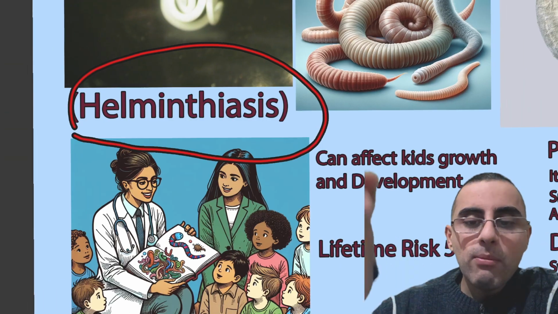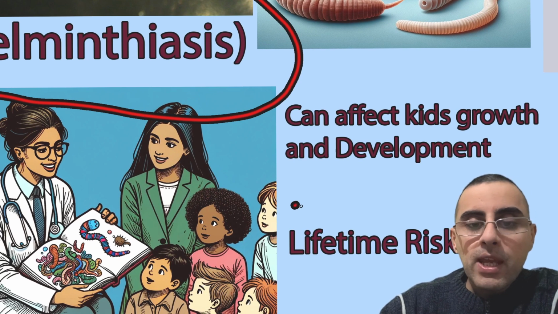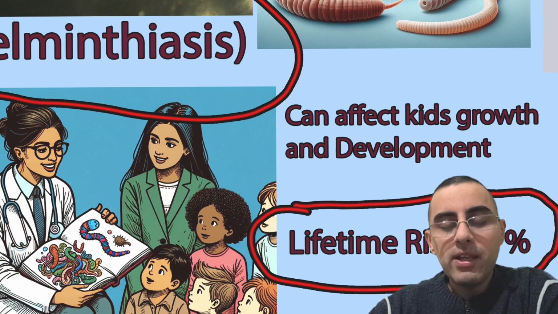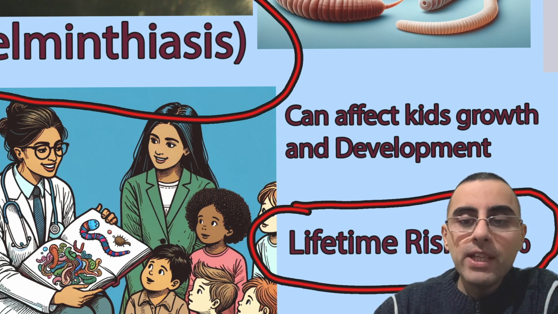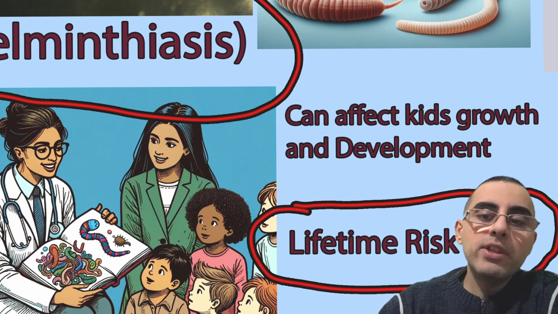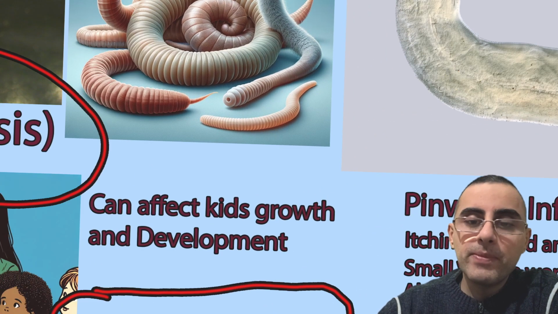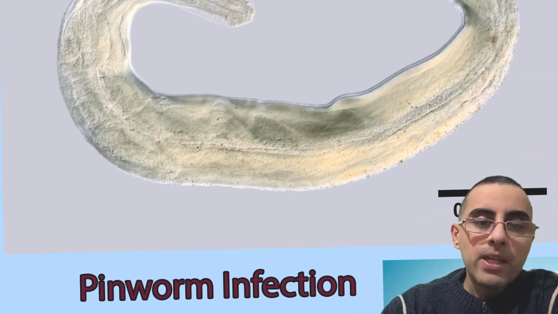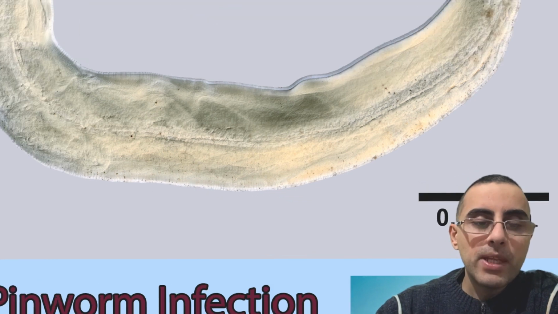Helminthiasis is very common, and the general population has a 50% lifetime risk of helminthiasis. It means that half of the population will be infected at some point in their life with this worm infection. Now let's say which is the most common worm infection, how we can recognize it, and how we can treat it.